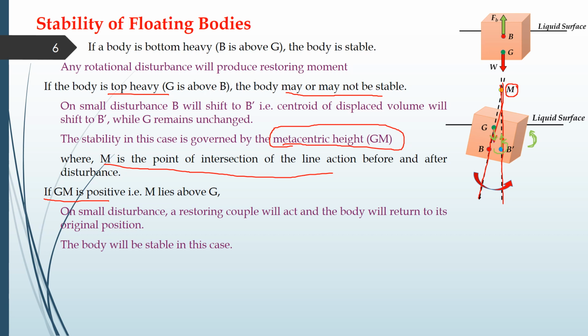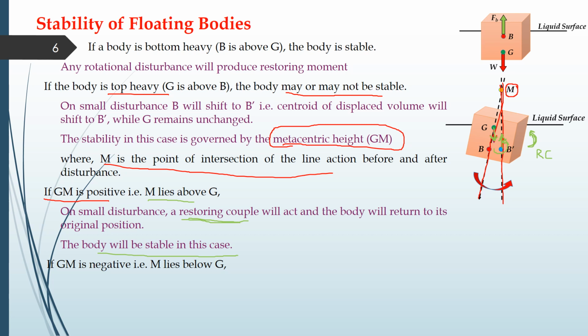And since it is trying to restore the original position, we call it a restoring couple, which we're talking about over here. This is certainly due to these forces which are acting over here. So if GM is positive, M lies above G, any small disturbance will cause a restoring couple, which will try to bring the body towards its original position, and the body will be stable in this case.